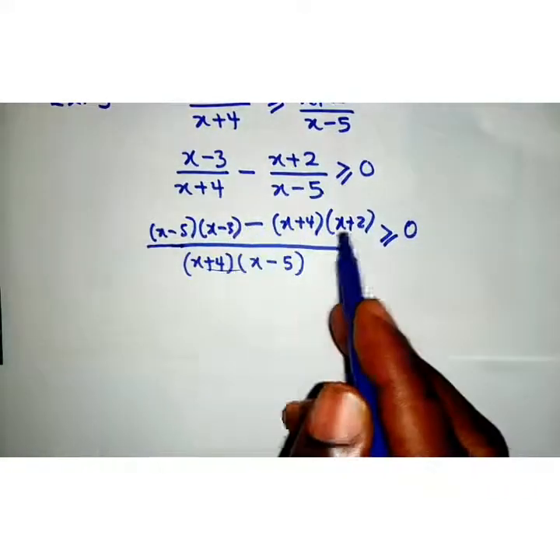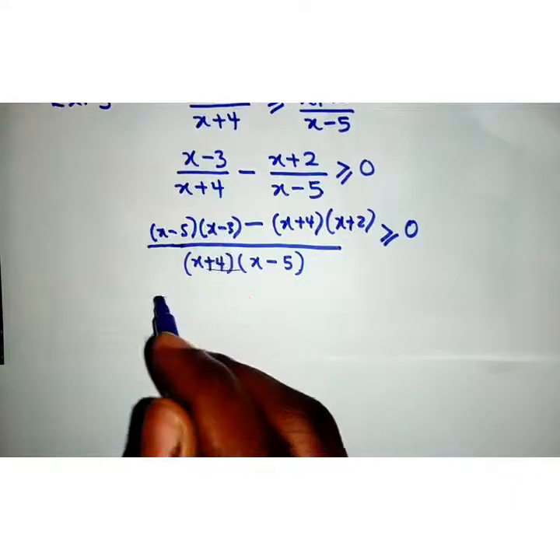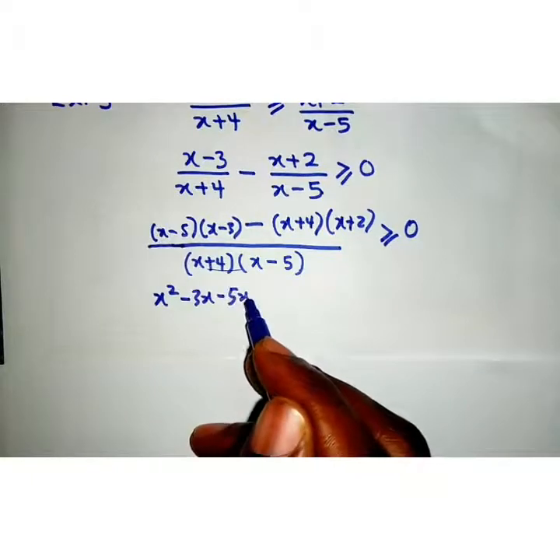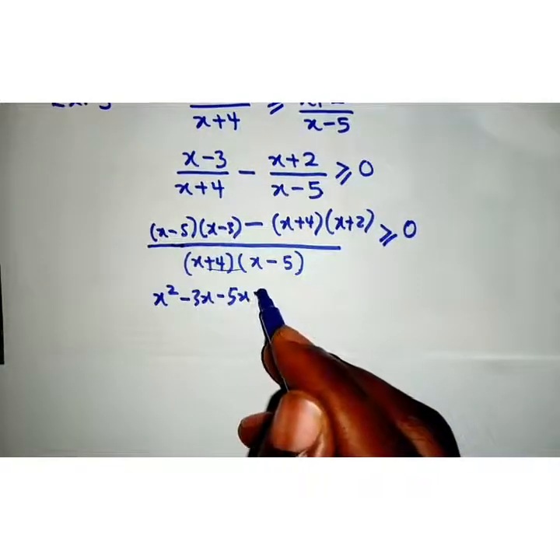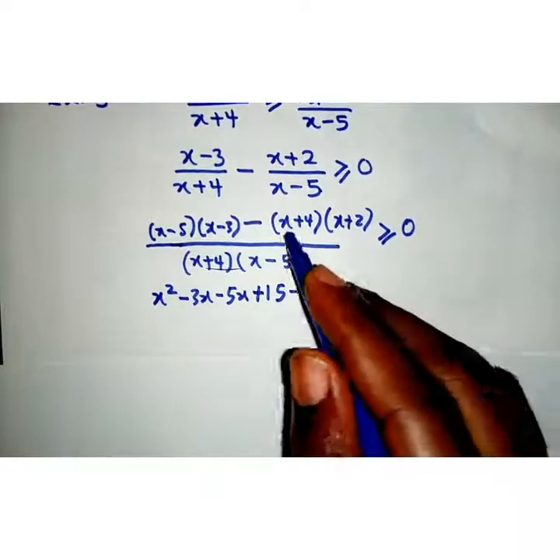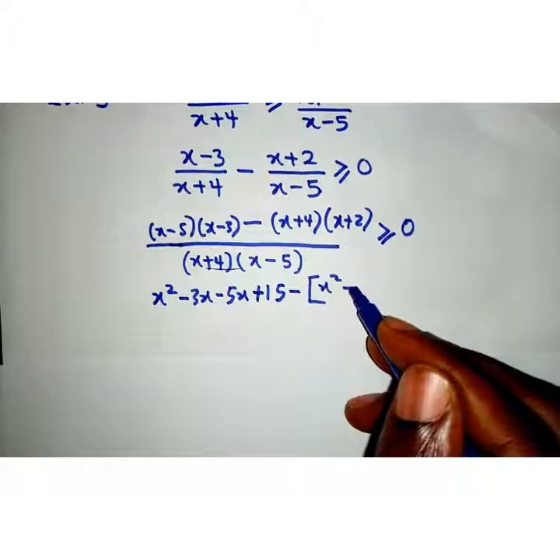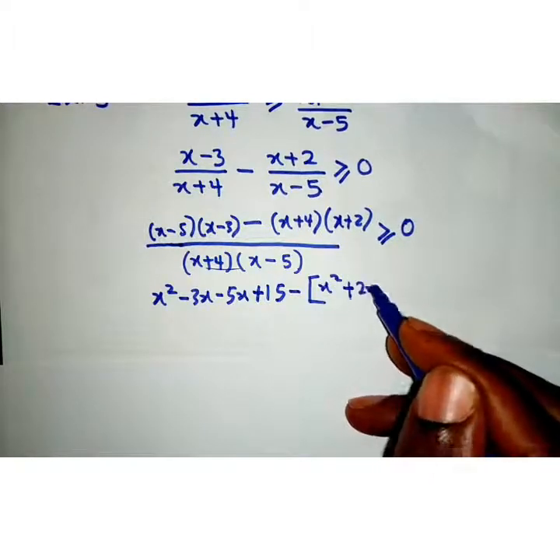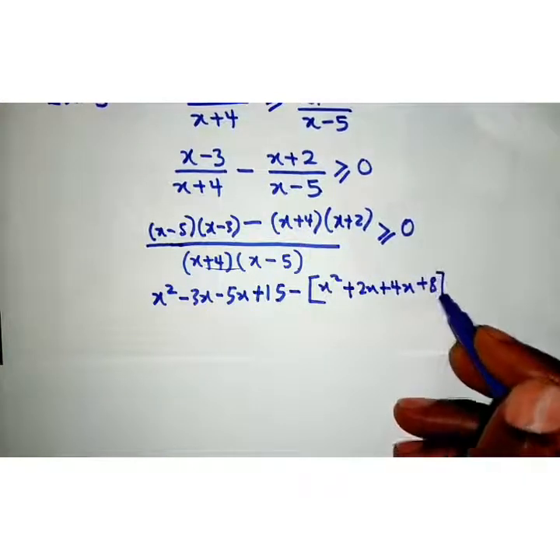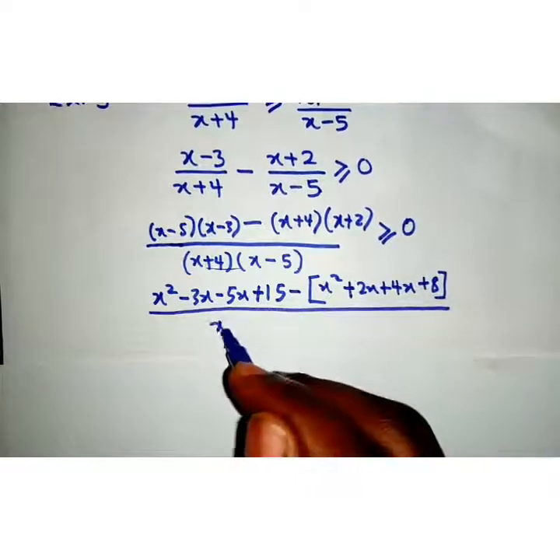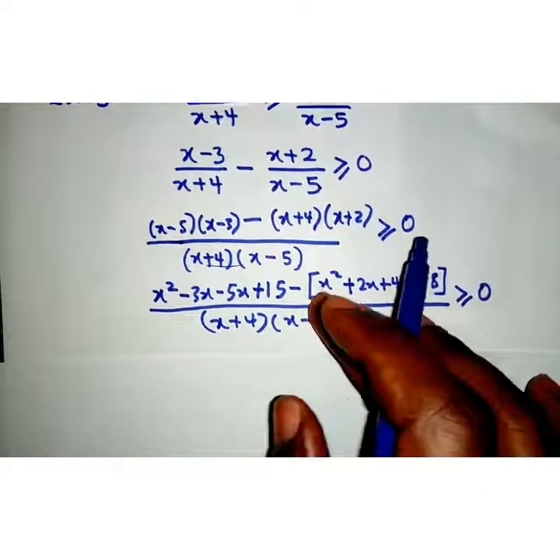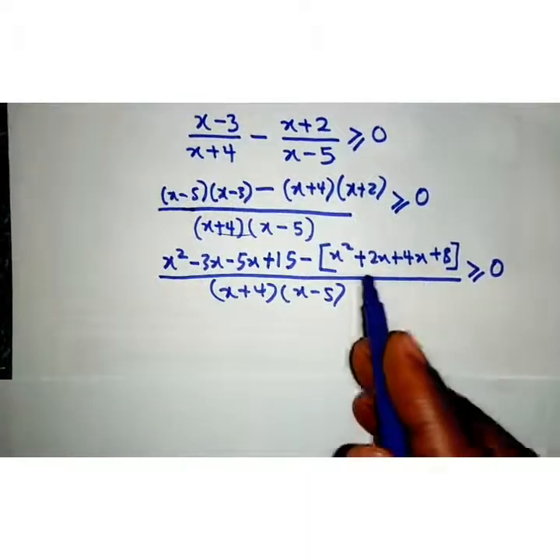Now we can simplify the numerator. x times x gives us x squared, minus 3x, minus 5x, minus 5 times minus 3 gives us plus 15, minus, let's open the bracket here, x squared plus 2x plus 4x plus 4 times 2 gives us 8, over (x plus 4)(x minus 5) is greater than or equal to 0. So we need to simplify the numerator further.